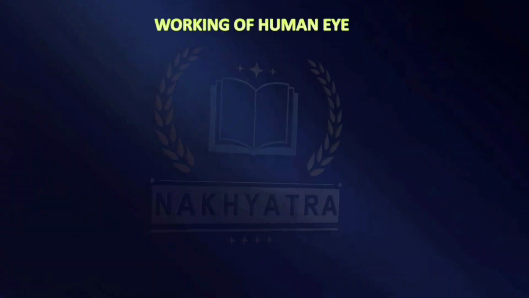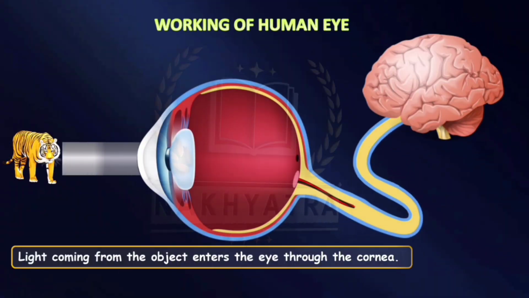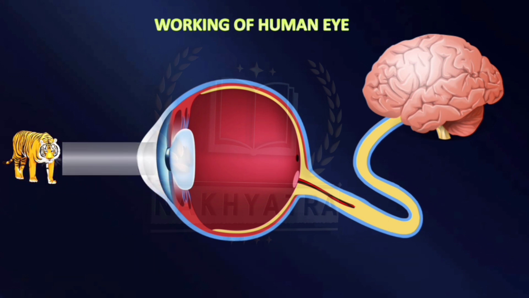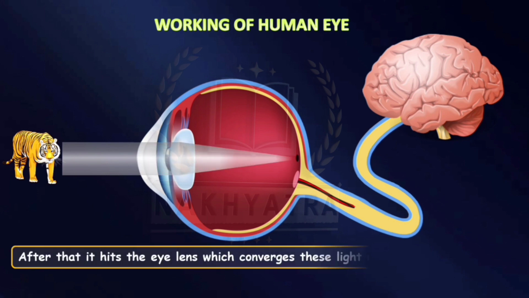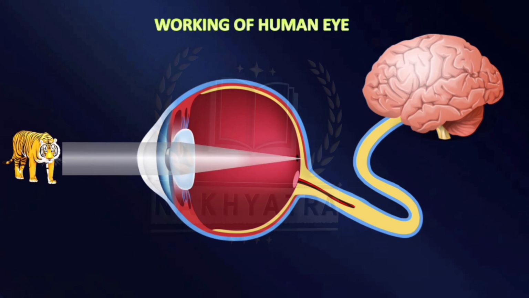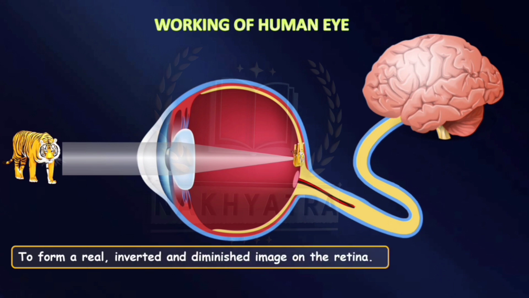Okay, now we will discuss working of human eye and how to care of the eye. So first let us see working of human eye. As you can see here, light coming from the object enters the eye through the cornea. Then the light enters through the pupil. After that, it hits the eye lens which converts these light rays to form a real, inverted and diminished image on the retina. Can you see here? So retina is present here.